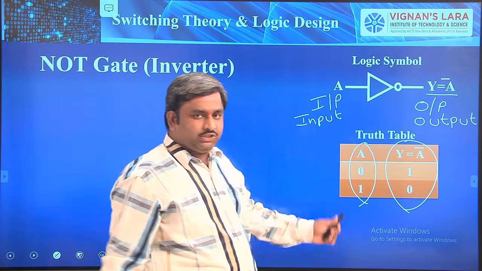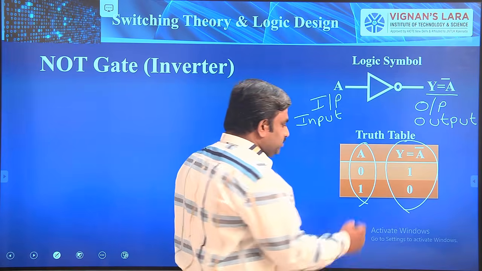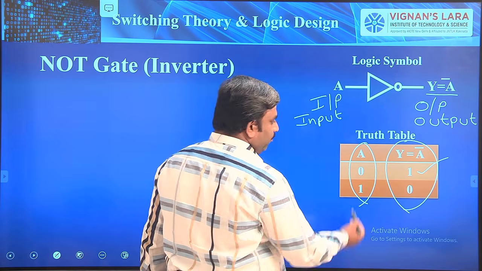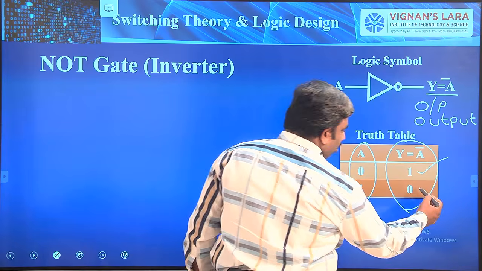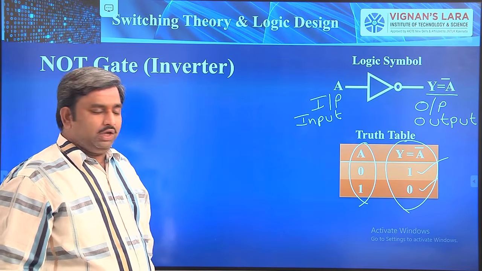Coming to the input section, whenever you give input 0, you get the output as 1. This is the first case. Whenever you give input 1, the output is 0. This is the truth table of the inverter.